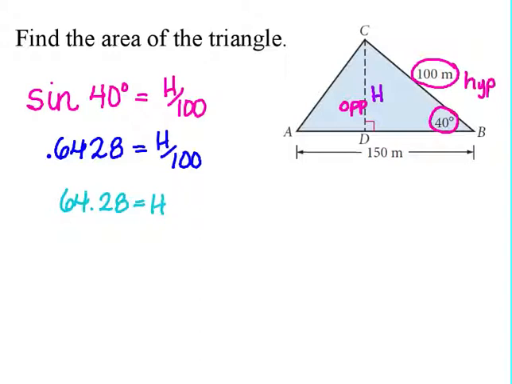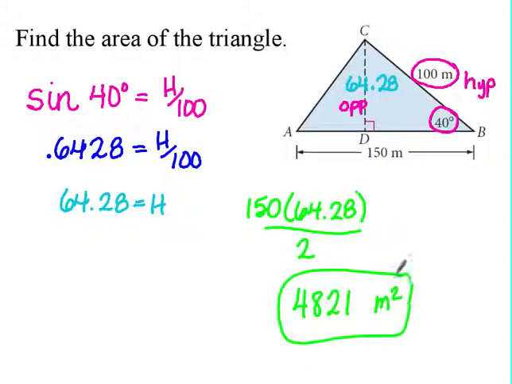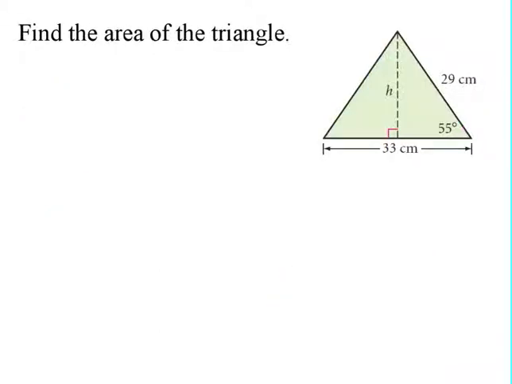So now in place of the height, I have 64.28. I know that the area of a triangle is base times height divided by 2. So I've got 150 times 64.28 divided by 2. What do you get your area to be? 4,821. And the label will be meters squared. Now, with that in mind, I'm going to give you a few minutes here. Find this one.